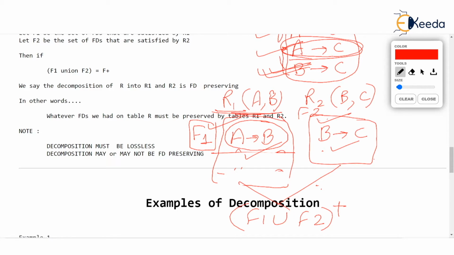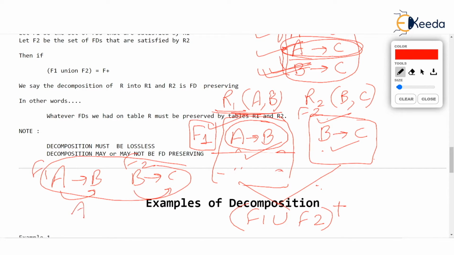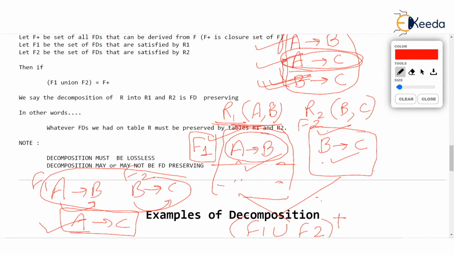Let's find out. Look, we have A determines B in F1 and we have B determines C in F2. Now, if you combine this set, this is the transitive property. If A determines B and B determines C, then A determines C. Isn't it? This has to be true. That means the missing dependency, A determines C, this one I am marking again, is obeyed by R1 and R2 together. Then all the three dependencies, A determines B, A determines C, B determines C, are agreed by R1 and R2. So this decomposition is dependency preserving.